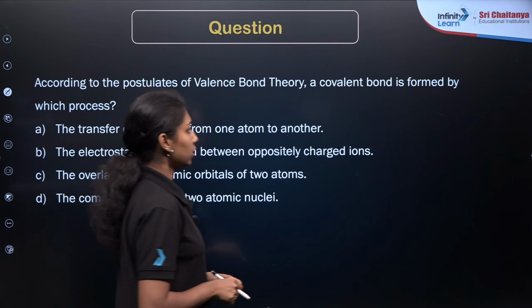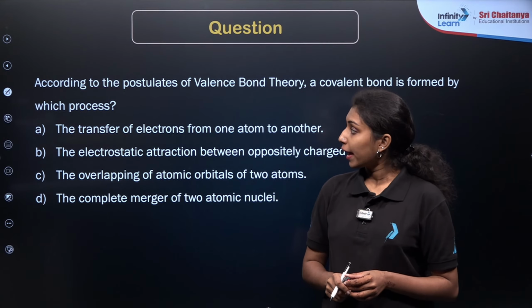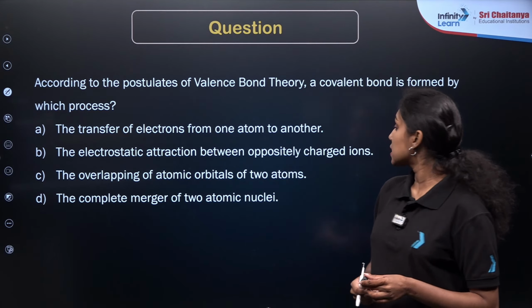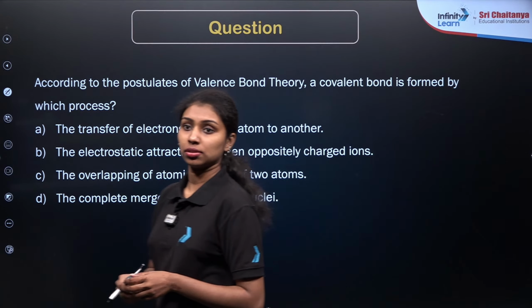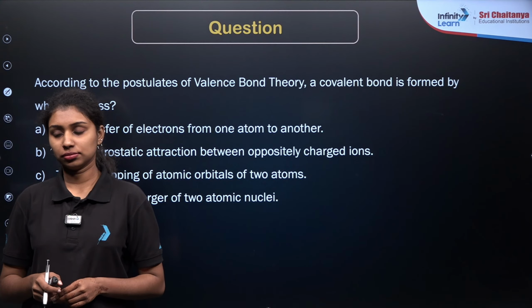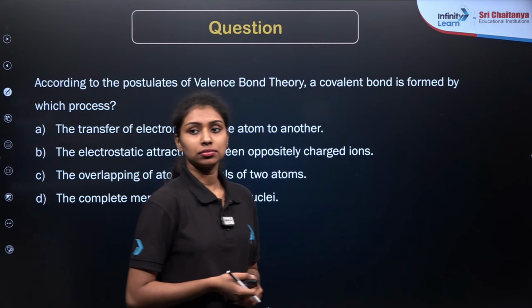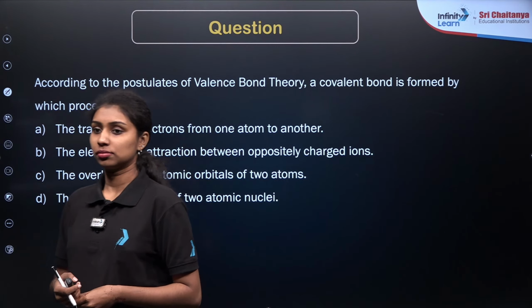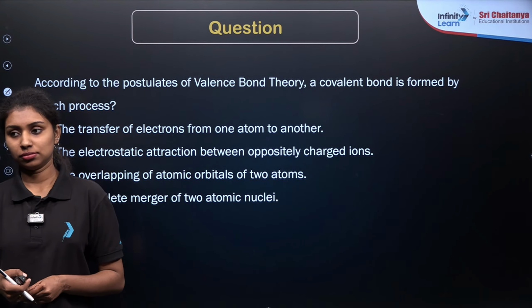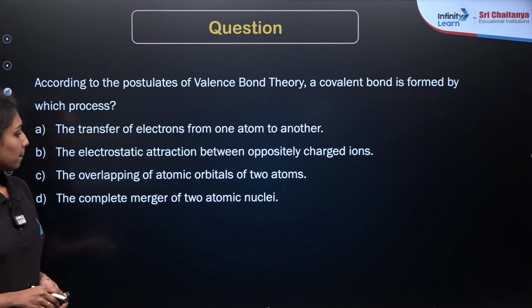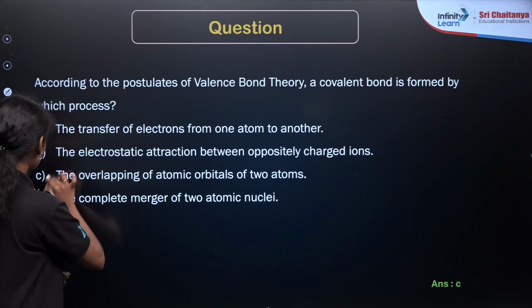Here is the next question. According to the postulates of valence bond theory, a covalent bond is formed by which process? Option C is the correct answer.